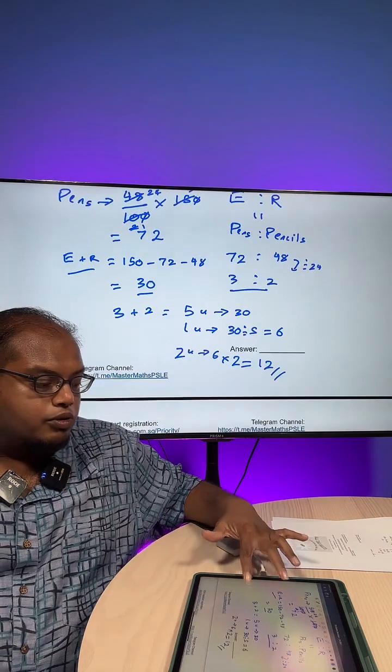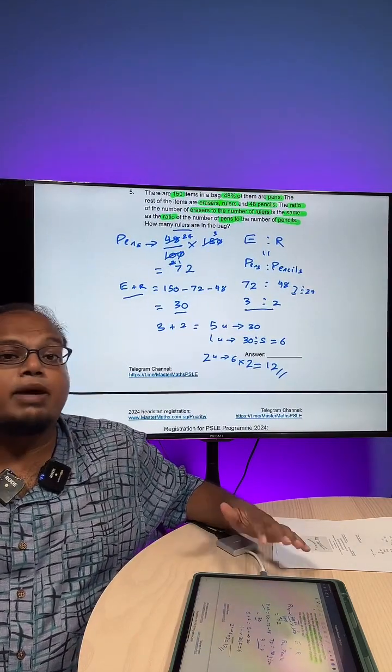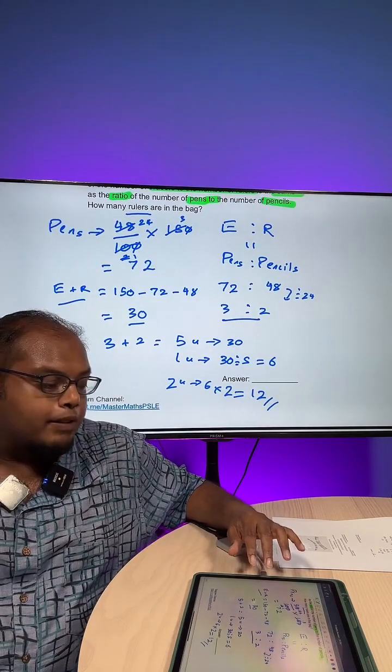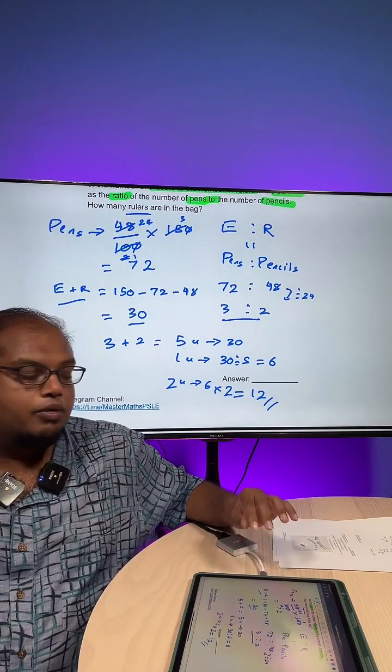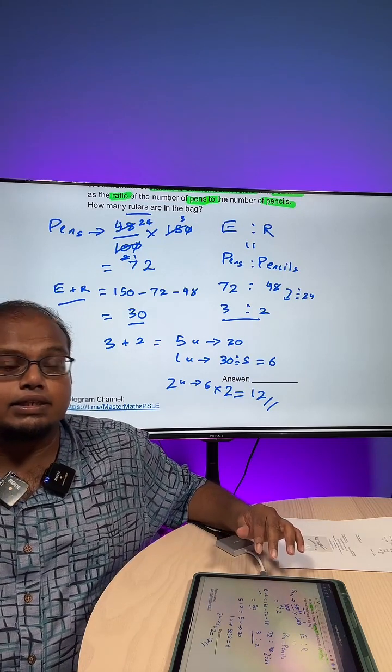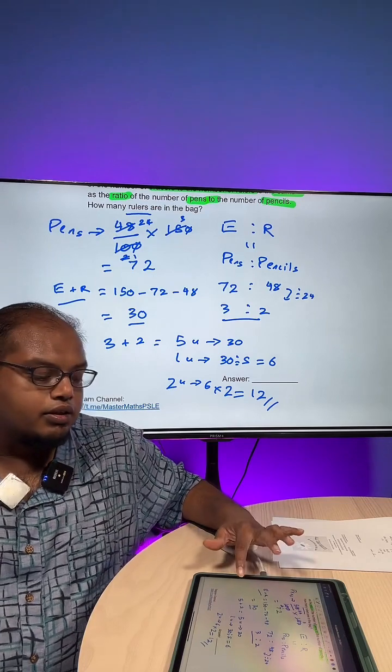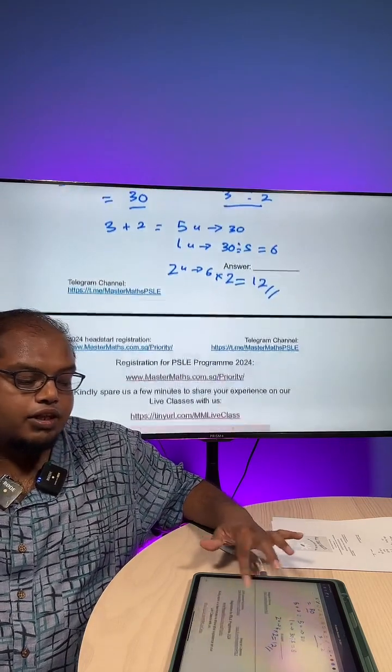So take note, some questions you can do separately, especially this one. There's percentage involved, but the percentage is just to find the pens. Then the rest is simply your ratios, and then you can find the answers already.